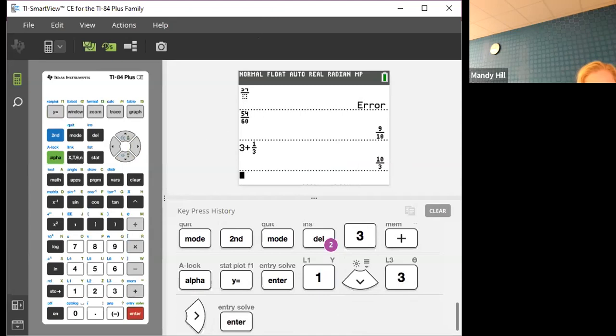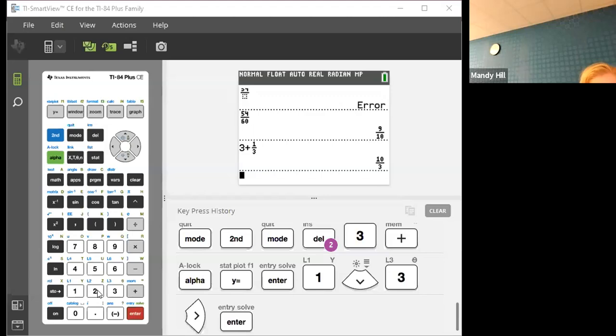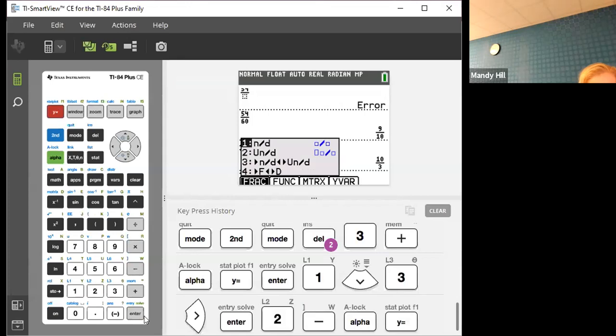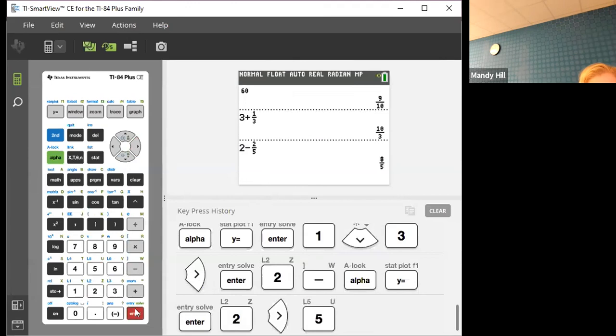Okay, so I'm going to go back to my problem. I found the top of that. I found out that this right here is 10 over 3. And I put that together. Now I'm going to type in my 2 minus 2/5. 2 minus 2/5. Okay, and that's giving me 8 over 5.